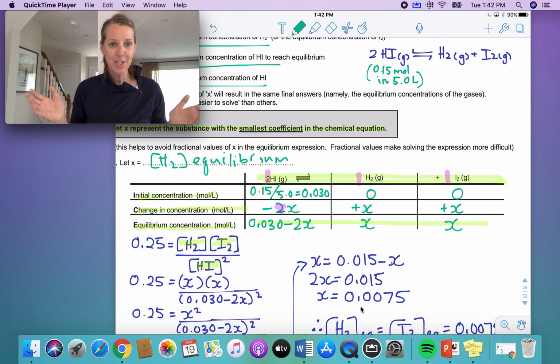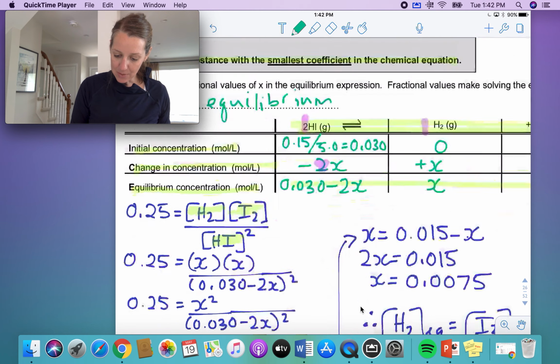This is the hardest part, figuring out what you put into an ICE table. The Bozeman Science video that I posted on the last module gets into talking about ICE tables. This is the setup and this is how you solve for it. So what are we doing? We want to figure out what X is, because if I can figure out what X is, I can simply plug that number back in and get an actual concentration. And look at the math. It's not going to be too tricky, is it?